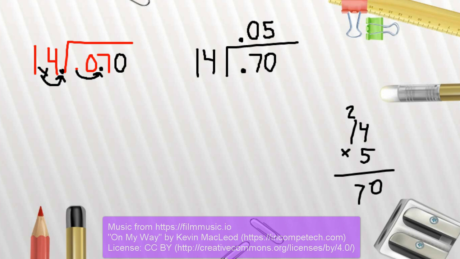So that's it. Just remember to move your decimals on the outside to make it a whole number, as many places as you have to move it, once, twice, 3 times, and then move the decimal on the inside the same amount of spaces. Then just do your division problem. Decimal goes straight up, put a 0 if you need to.